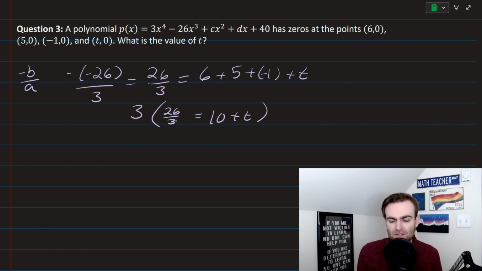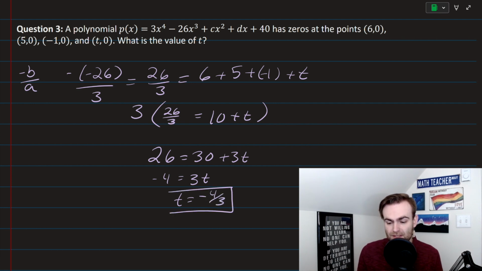So 26 thirds times 3 is 26. 3 times 10 is 30. 3 times t is 3t. We can subtract 30 from both sides, and we end with -4 is equal to 3t. So divide by 3, and we see that t is going to equal -4 thirds.